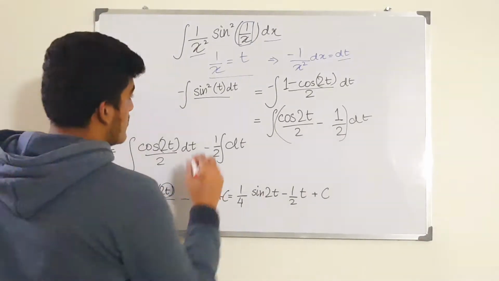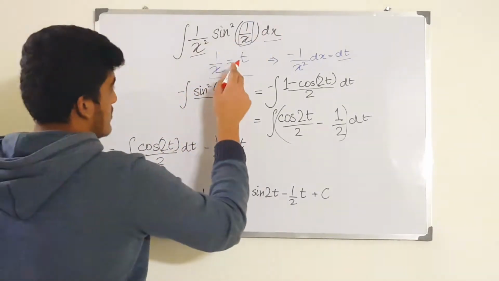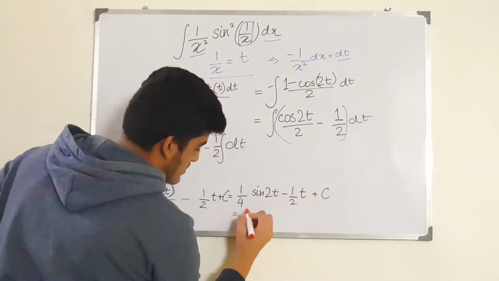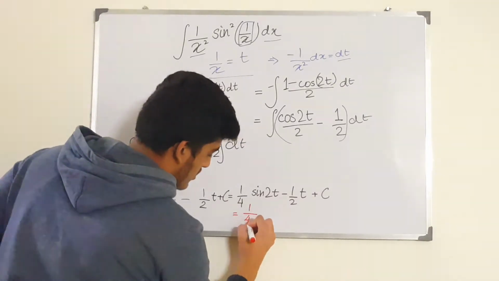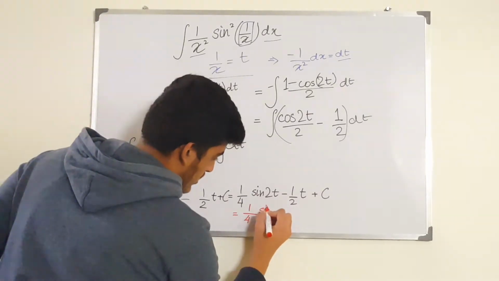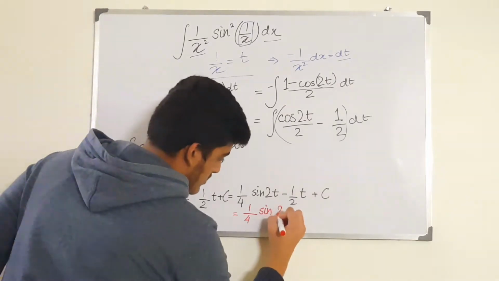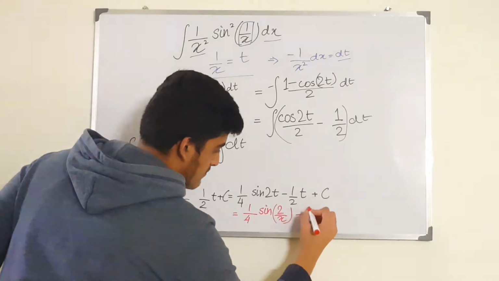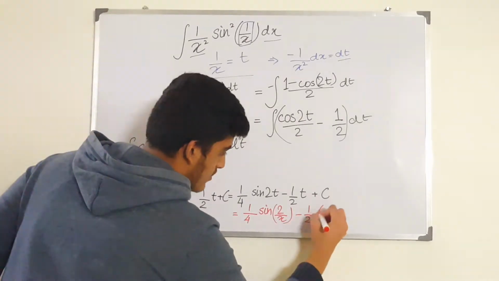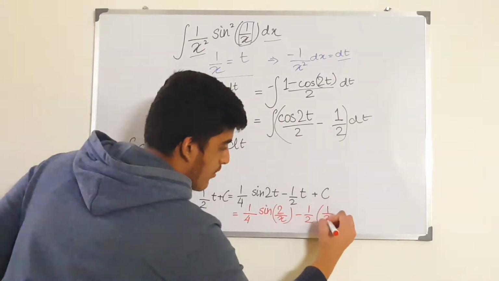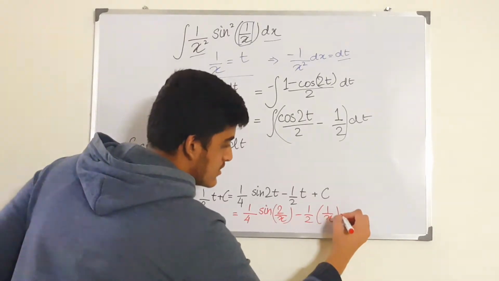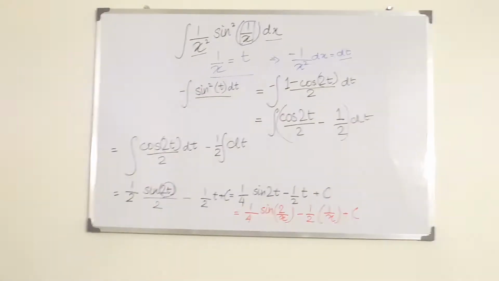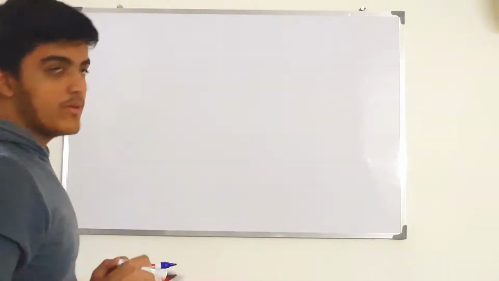The final answer, when we substitute back 1 by x in place of t, is 1 by 4 sine 2 by x minus half of 1 by x plus c. Let's get to example number 2.